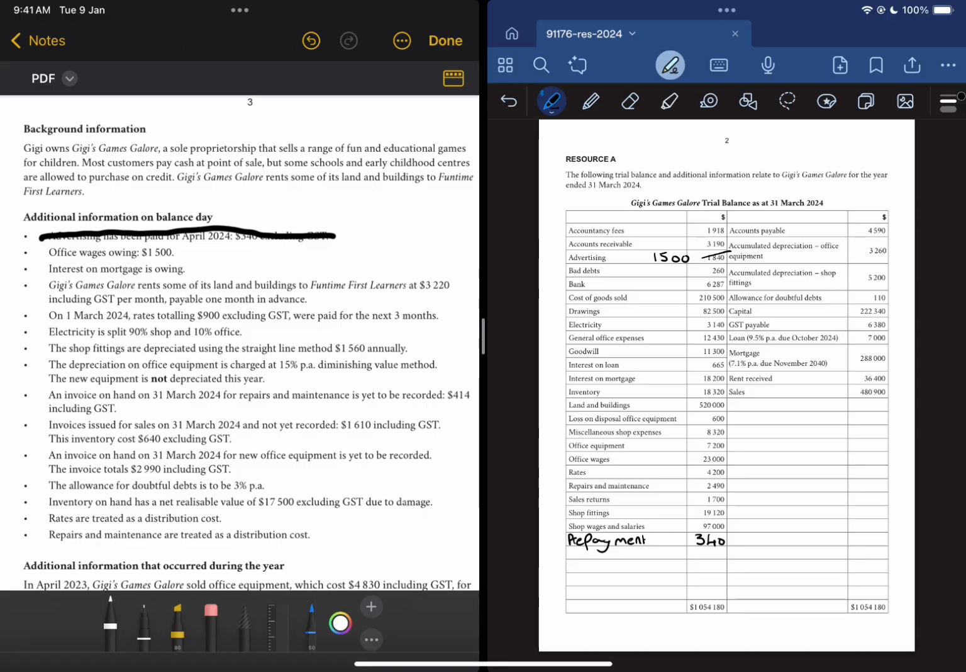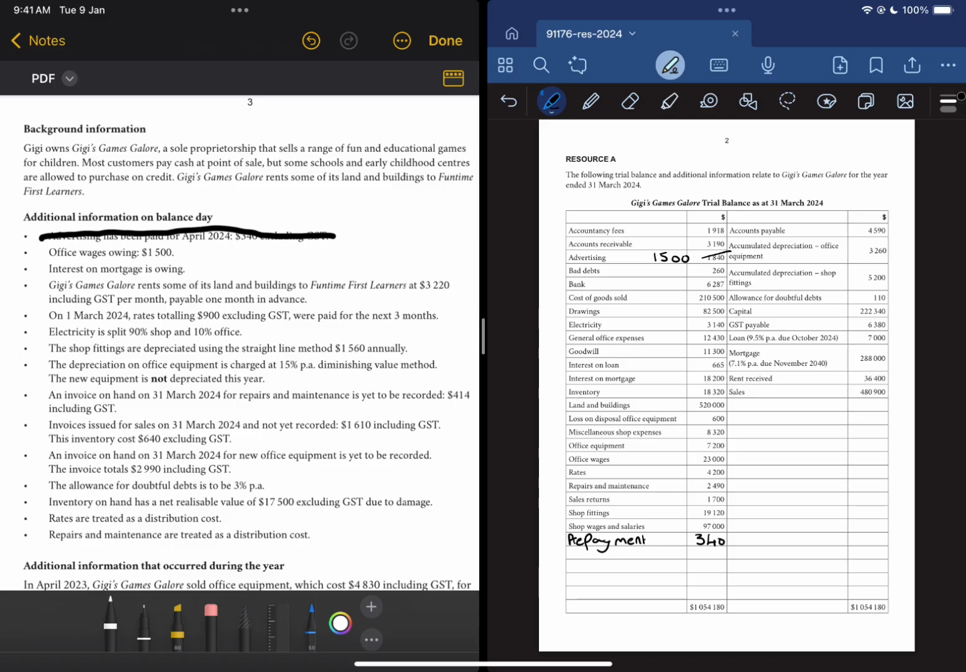Okay, so the next bullet point, sorry, is office wages owing, $1,500. Okay, so if they're owing, they are due. So we need to pay them. So again, if the company were to end tomorrow, we'd still need to pay our workers, okay? So what that's going to be is a liability, okay? Remembering liabilities are on our credit side.